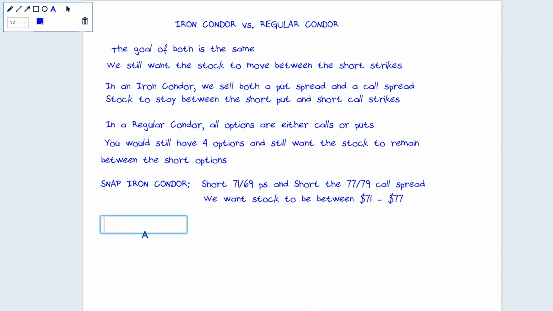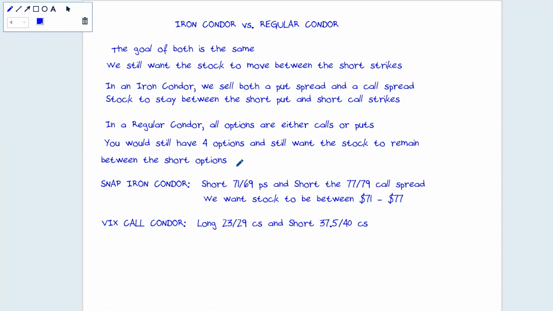Assuming we get filled on the VIX, what we have here would be a long 23/29 call spread and then a short 37.5/40 call spread. So again, your middle strikes, just like in the iron condor.